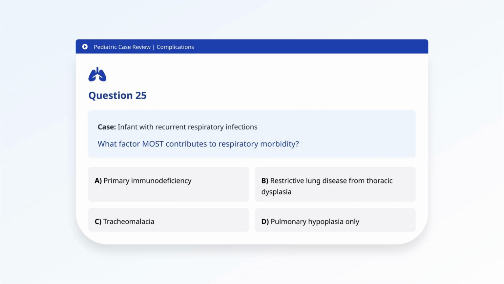What factor most contributes to respiratory morbidity? Option A, primary immunodeficiency. Option B, restrictive lung disease from thoracic dysplasia. Option C, tracheomalacia. Or option D, pulmonary hypoplasia only.